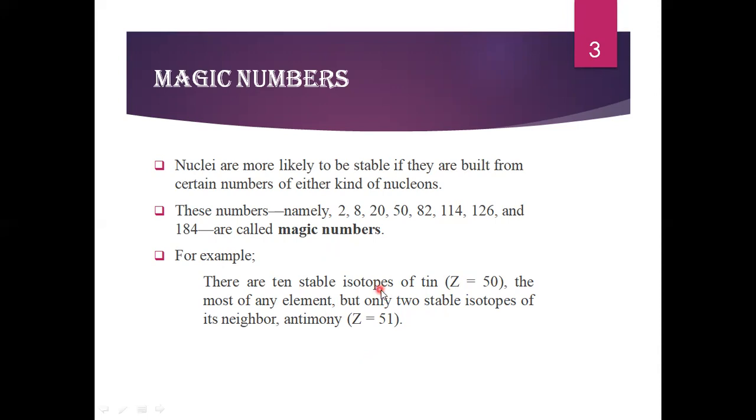As we see, tin is the example of the magic number, but its neighbor antimony, having atomic number 51, has only two stable isotopes. So the pattern of stability lies in the even number of protons and neutrons, and in the magic numbers.